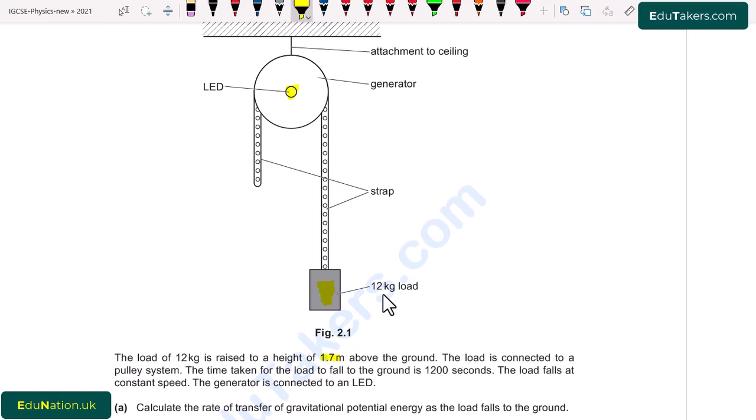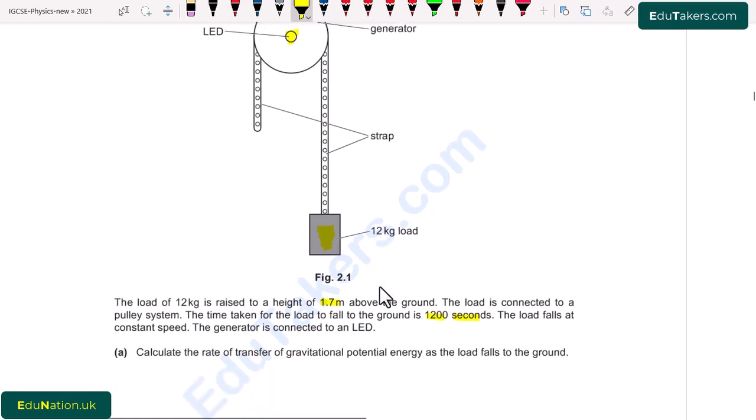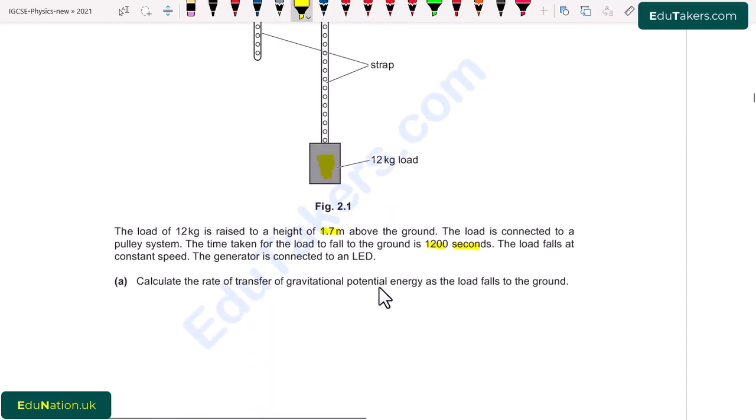The time taken for the load to fall to the ground is 1200 seconds. The load falls at a constant speed. The generator is connected to an LED. Part A. Calculate the rate of transfer of gravitational potential energy as the load falls to the ground.